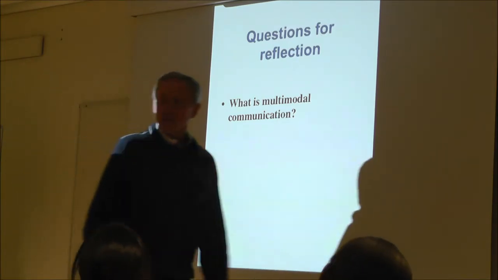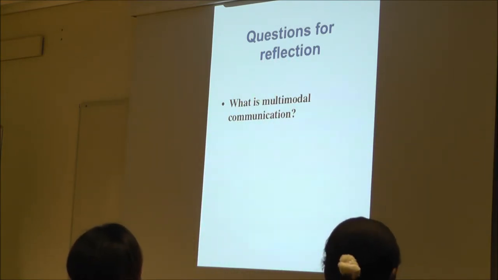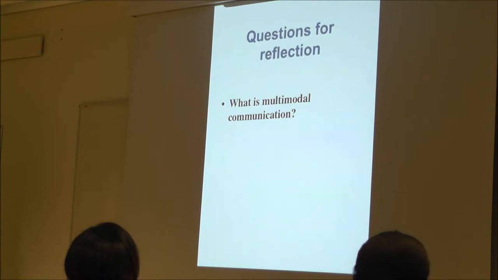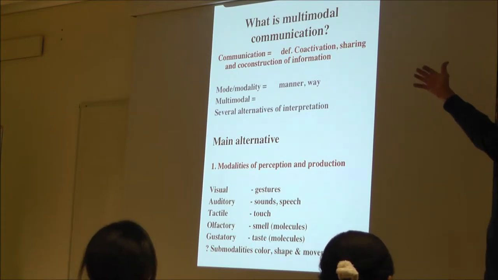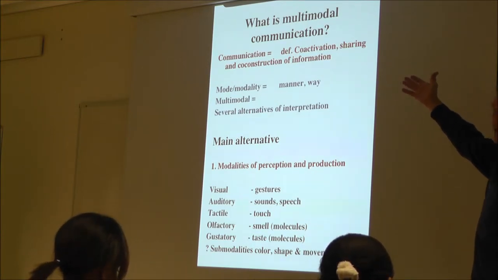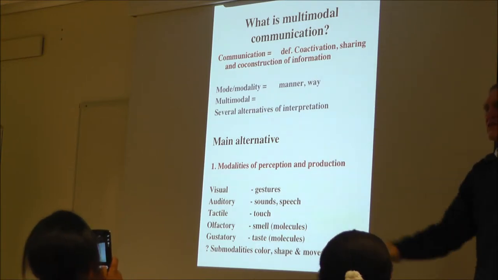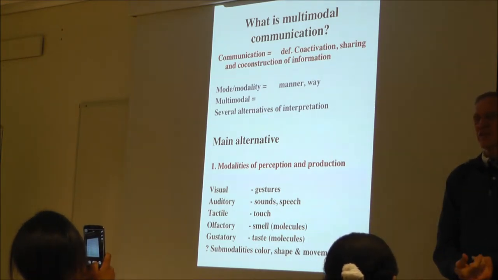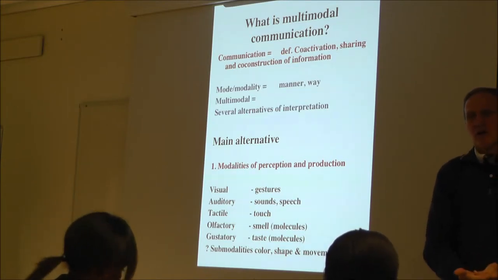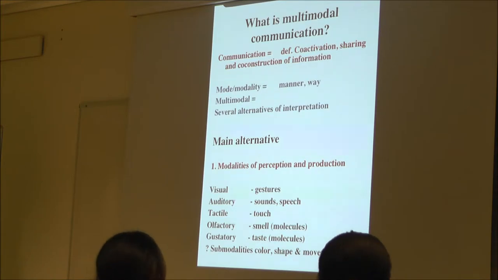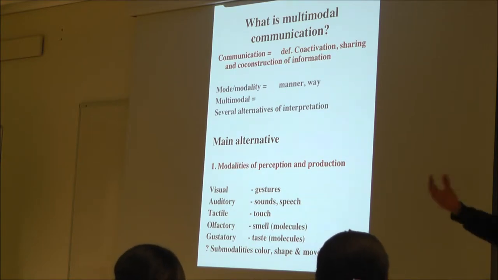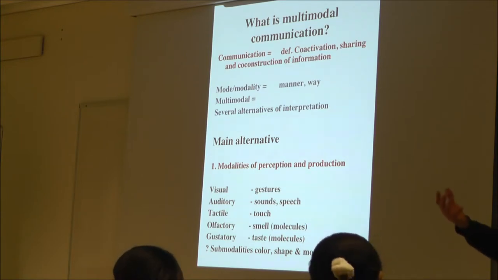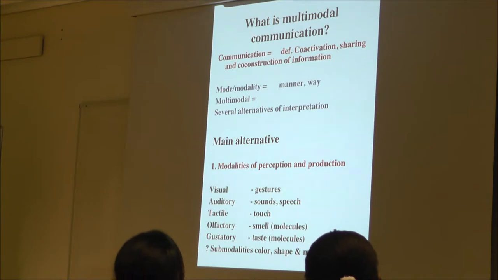Okay, so now I think you've all had some time to think about what it is, and I think you're all more or less on the same track as I am. So first we start by talking about communication. Here we have this definition: co-activation, sharing, and co-construction of information. I think last year I told you why I prefer words like co-activation to words like transfer. Because transfer doesn't make the receiving side, the recipient, active enough. If you have co-activation, you can see that both the producer and the receiver of information are active, and both parties are being activated by communication.